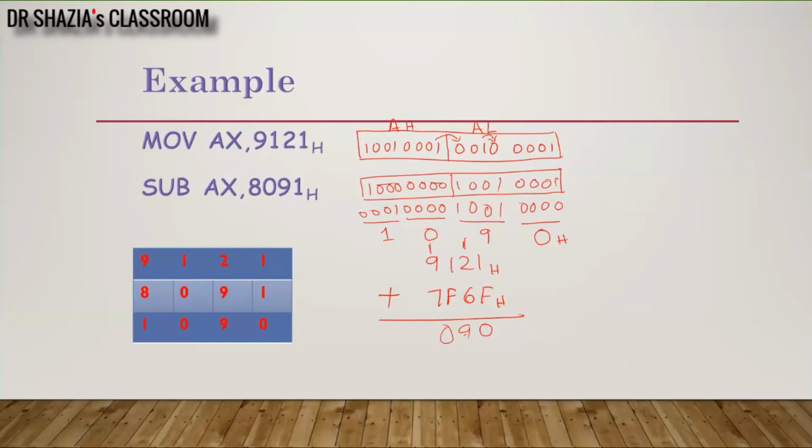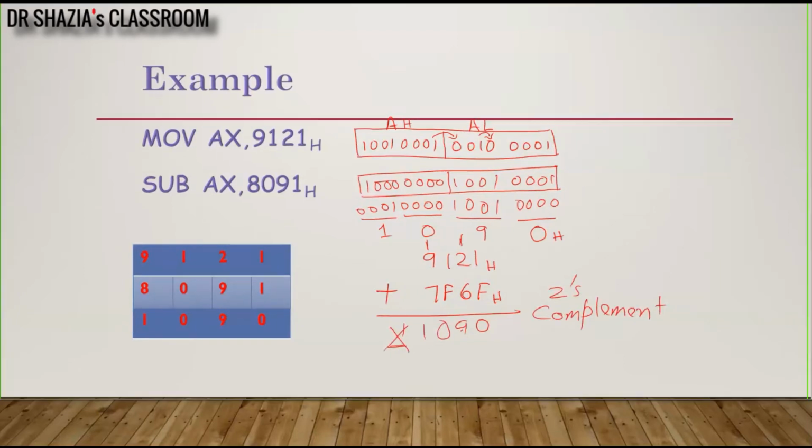9 plus 1 plus 7 will be 11 in hexadecimal. As the addition is done in 2's complement form, we have used a 2's complement form. The end round carry will be discarded. Yes? So as we know the rules for 2's complement addition, we will discard the end round carry and the result stored will be 1090.